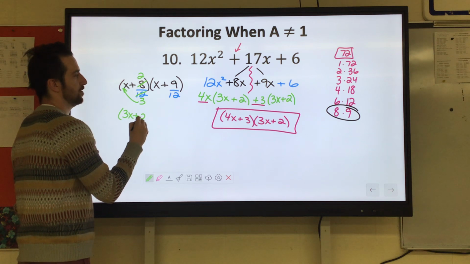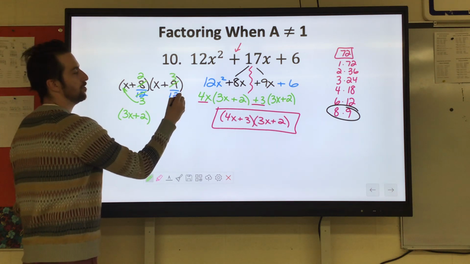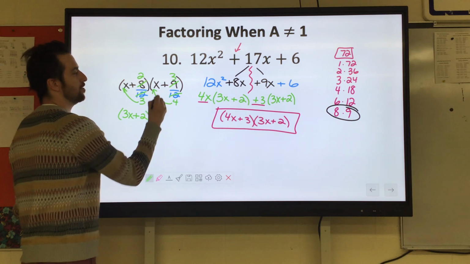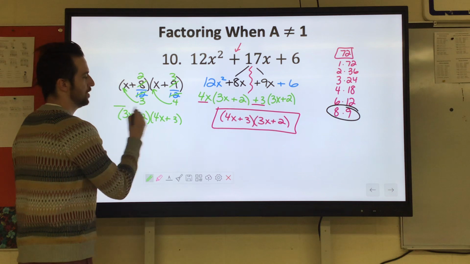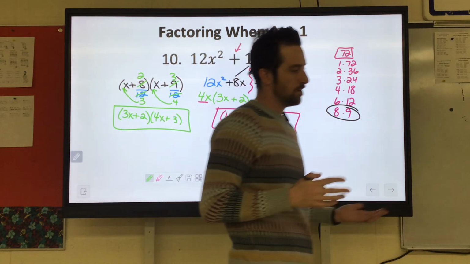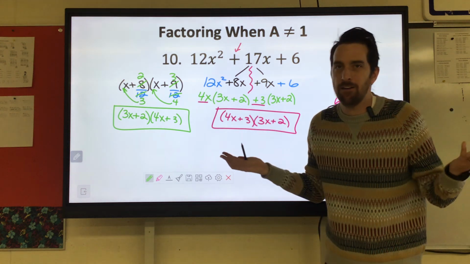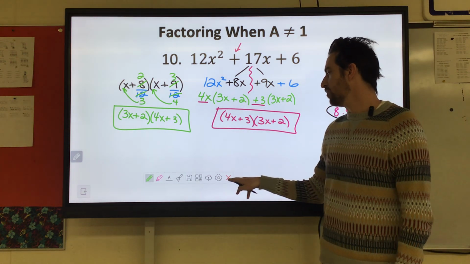3x plus 2. 9 and 12, you could divide them both by 3. It would be 3 over 4. Move the 4 to the front. 4x plus 3. Same answer either way, but which one are you doing better with? I don't know. All right, let's see what we got for 11 and 12.